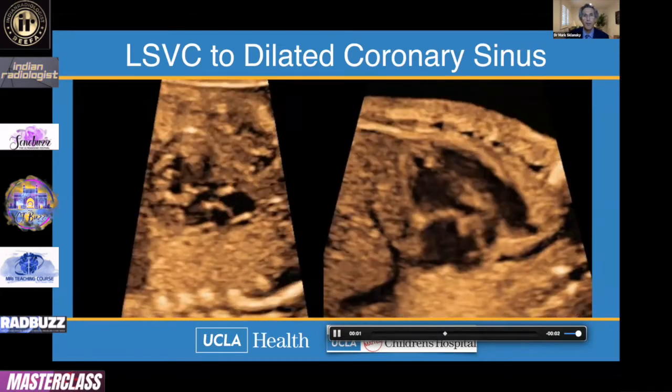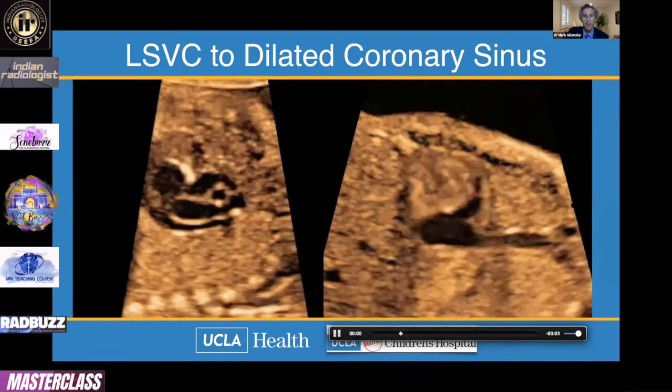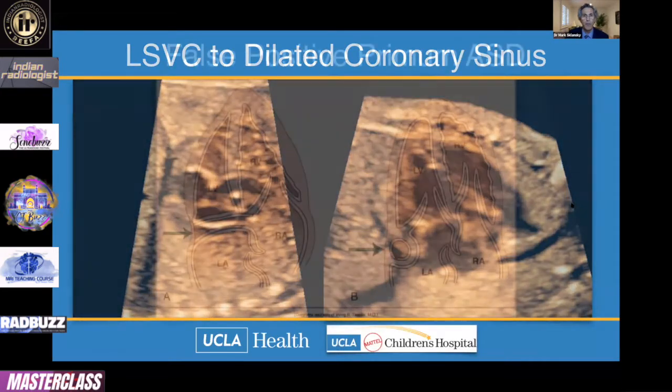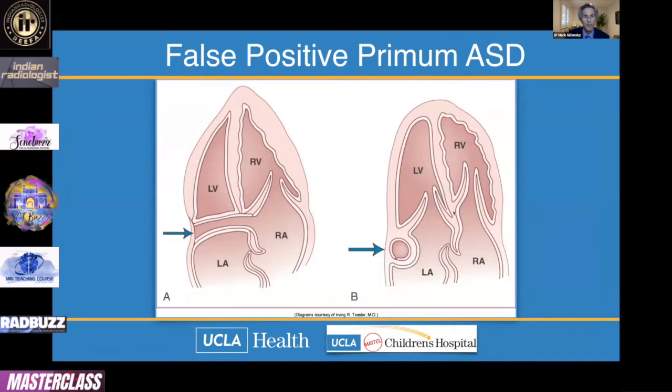And then if you're not careful and you're inferior to the plane of the 4-chamber, you'll look like a primum ASD, just like here. Here, we're not at the level of the 4-chamber view. We're a little bit below it. The coronary sinus may be dilated, so it looks like a primum ASD, but if you look at the mitral valve, it won't open, right? And then here, if you come up to the 4-chamber view, lo and behold, the coronary sinus is dilated, but the mitral valve looks normal and opens. So that's the way to differentiate it.